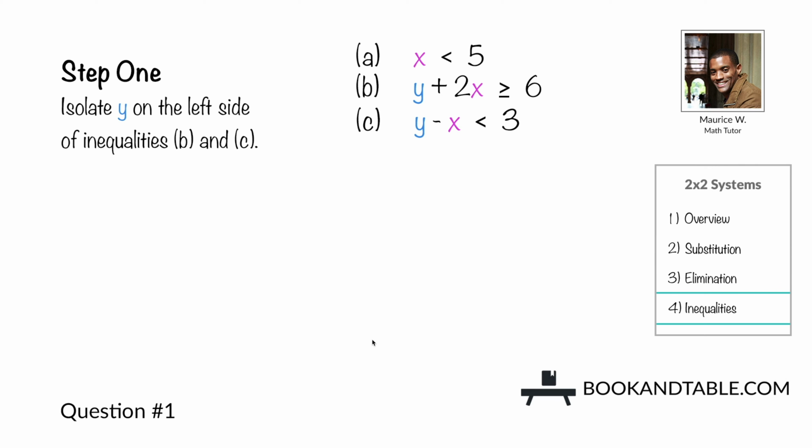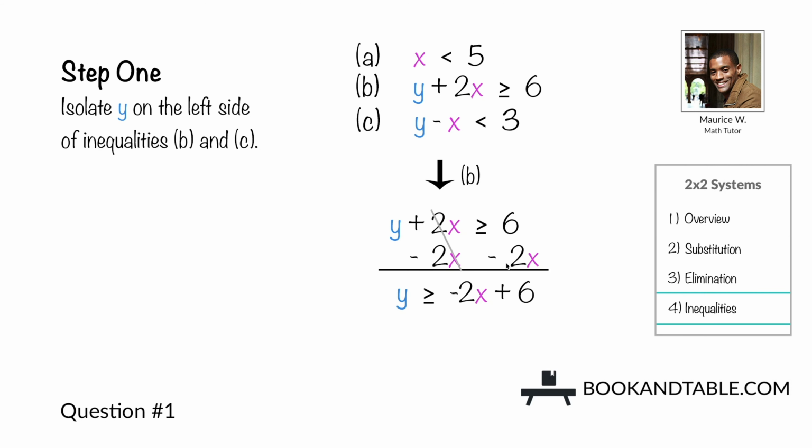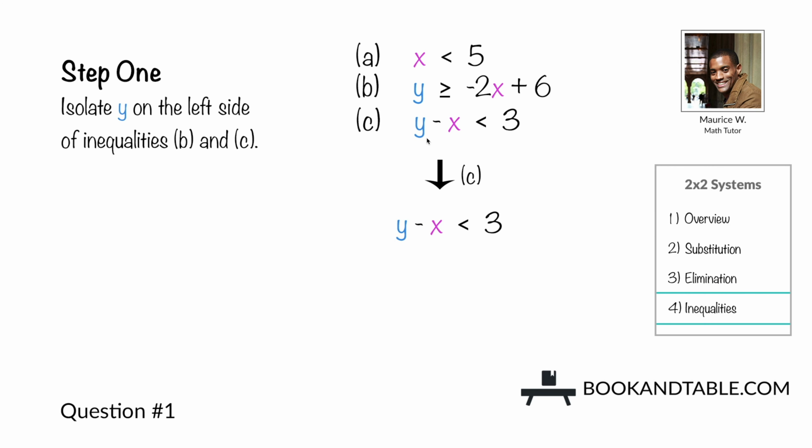Question number 1, step 1, isolate y on the left side of inequalities B and C. So for B, we have y plus 2x is greater than or equal to 6. We'll subtract 2x from both sides, giving us y is greater than or equal to negative 2x plus 6. So we'll write inequality B with this expression here. And we'll repeat this process for C. y minus x is less than 3. We'll add x to both sides, giving us y is less than x plus 3.